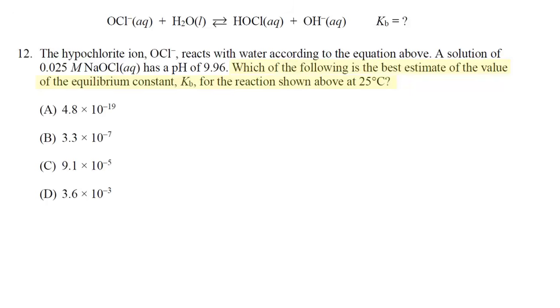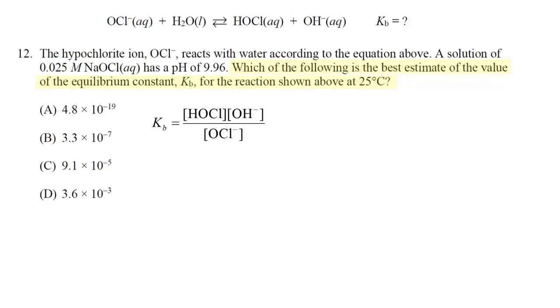So let's see if we can plug in numerical values into both the numerator and denominator of the Kb expression and then solve for the value of Kb. So here's our Kb expression. We have the concentration of the HOCl, which is the conjugate acid of the hypochlorite ion. We also have the concentration of the hydroxide ion. And then in the denominator, we have the concentration of this hypochlorite ion, OCl-.